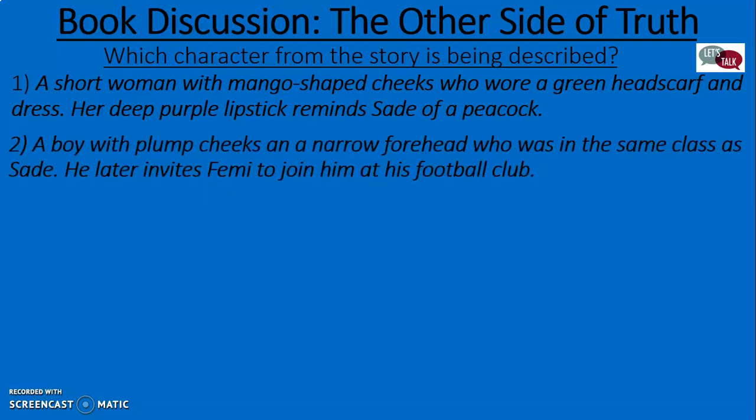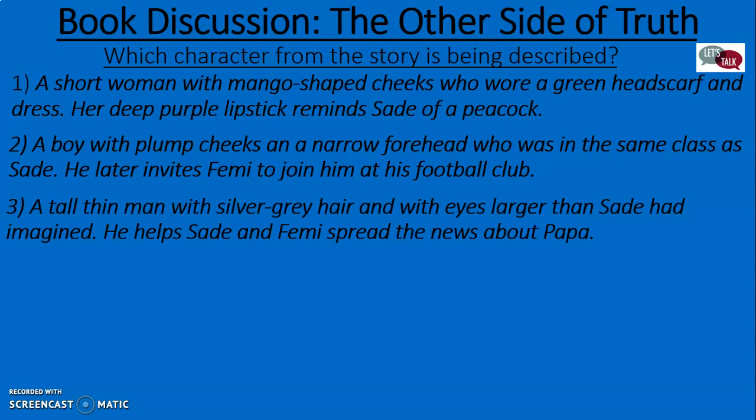2. A boy with plump cheeks and a narrow forehead who is in the same class as Sade. He later invites Femi to join him at his football club. 3. A tall thin man with silver grey hair and with eyes larger than Sade had imagined. He helps Sade and Femi spread the news about Papa.